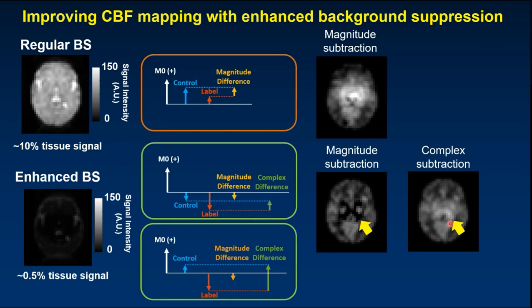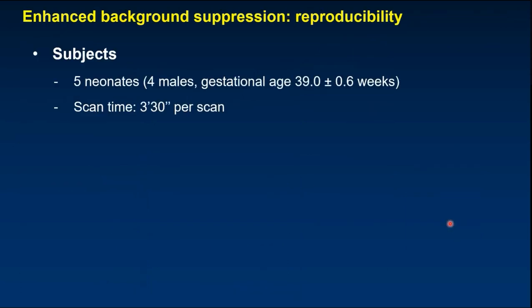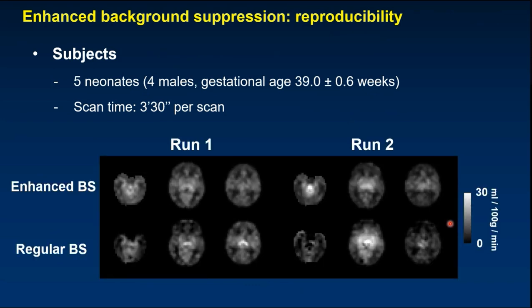So how does it work? We have tested the two background suppression schemes on, so far, 8 healthy neonates, and each sequence was performed twice in order to allow us to evaluate the reproducibility, and each scan takes 3.5 minutes. So what you can see here is the CBF map acquired from a representative individual.